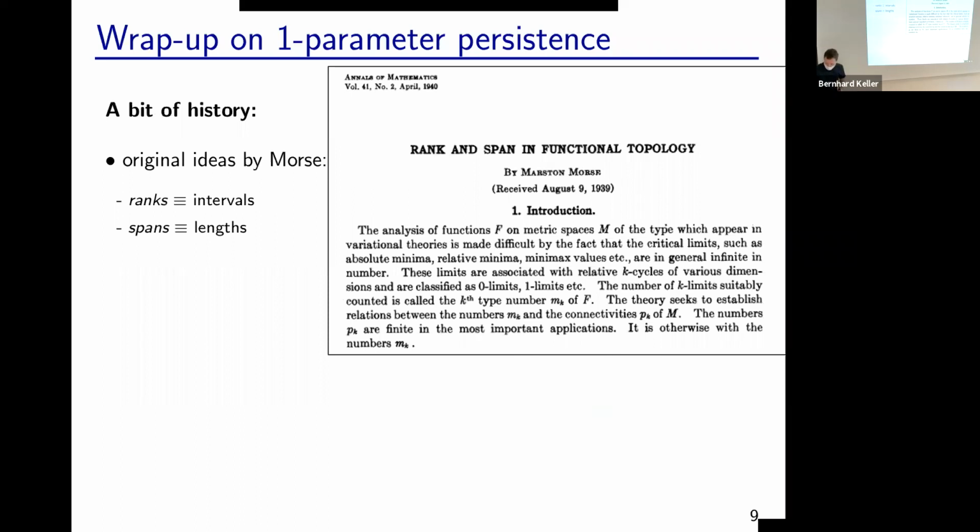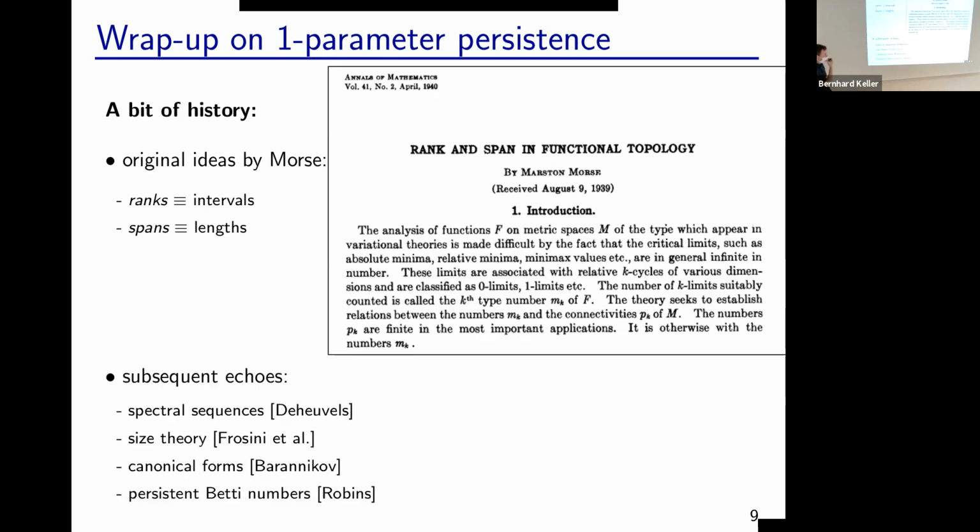Just a few words about the history. As I said at the beginning, the intuition, the inspiration goes all the way back to Morse theory. In fact, Morse himself published a paper in 1940 where he really introduced the notion of persistent homology, topological persistence in one parameter. This paper is called Rank and Span in Functional Topology. Basically in this paper, ranks are intervals and the spans are the lengths of the intervals.